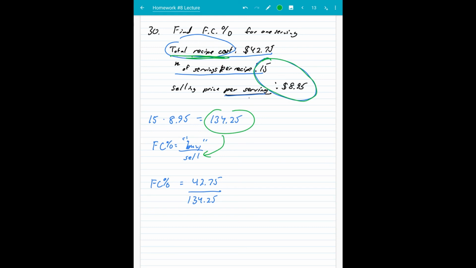42.75 divided by 134.25. Our food cost percentage is going to be 0.318435... I don't really need the rest of the numbers after that. We can round this to 0.32, which makes 32%. So our food cost is 32%. Now, it says for one serving. It doesn't matter if it's one serving, because one serving proportionally will cost the same as the entire recipe. So 32% is our answer for that problem.